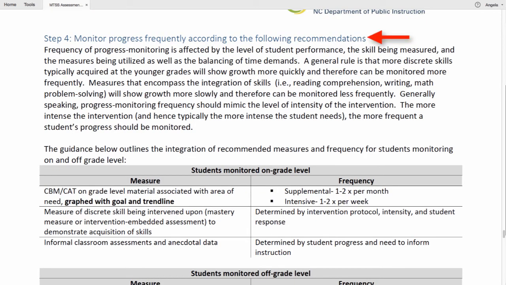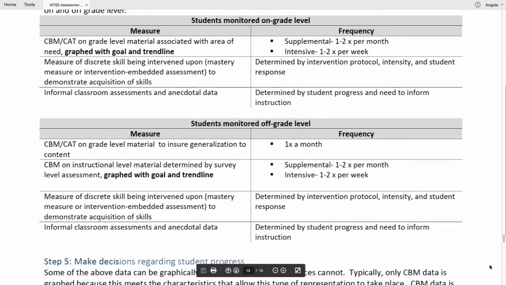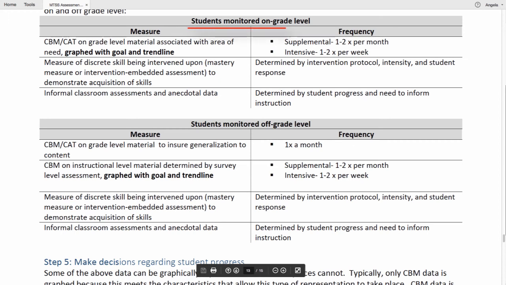Okay, and now step 4. We're going to progress monitor frequently. As you'll see in the complete guidelines, for students monitored on grade level, remember these are students that are typically less than 2 years below grade level, they'll be monitored with a curriculum-based measure or a computer adaptive test about 1 to 2 times per month when they're receiving supplemental instruction, and maybe as frequently as once a week when they're receiving intensive instruction.